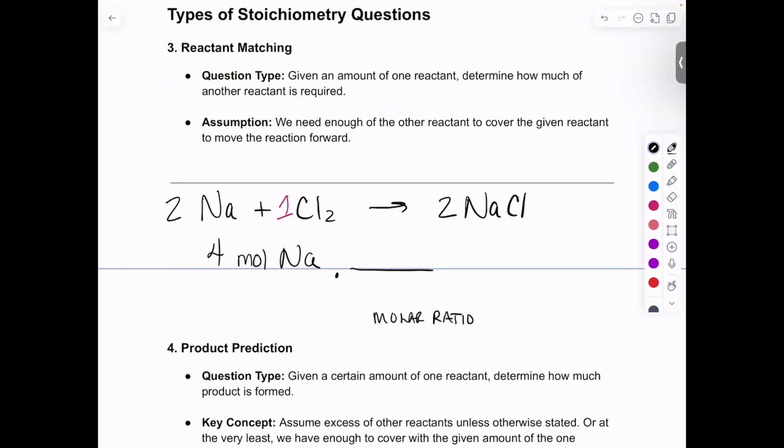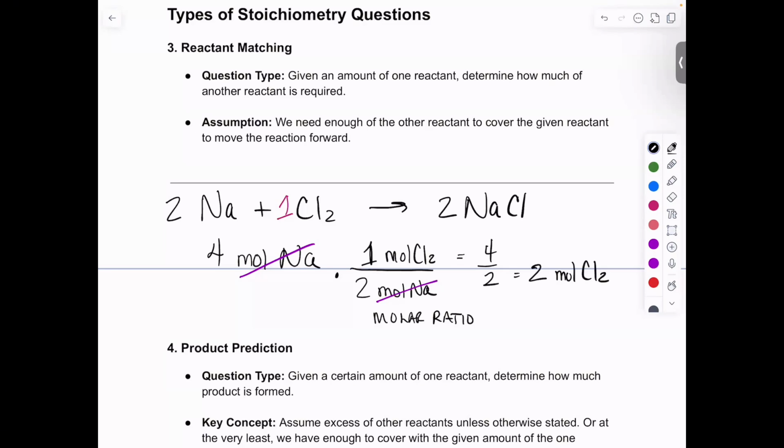If you're given grams or maybe liters of gas at STP, you need to do a quick conversion and move it over to moles. We'll skip that part for now. But what we're saying here is if I have 4 moles of sodium, given our balanced equation, I know for every 2 moles of sodium I have, I also need 1 mole of the chlorine. And just like when we're doing conversions, make sure your units cancel. In essence, we're taking 4 divided by 2. So we need 2 moles worth of the chlorine to make this work.